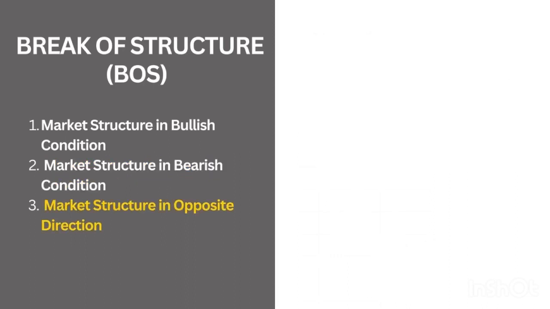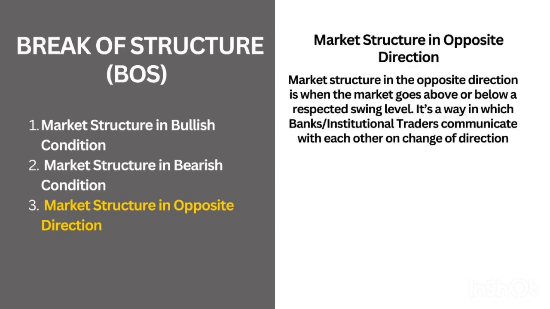So let's discuss market structure in opposite direction. The first two types of break of structure we have discussed are a break of structure in the same direction. This market structure in opposite direction is a break of structure to the opposite direction. Hope you guys understand it. So let's discuss market structure in opposite direction.